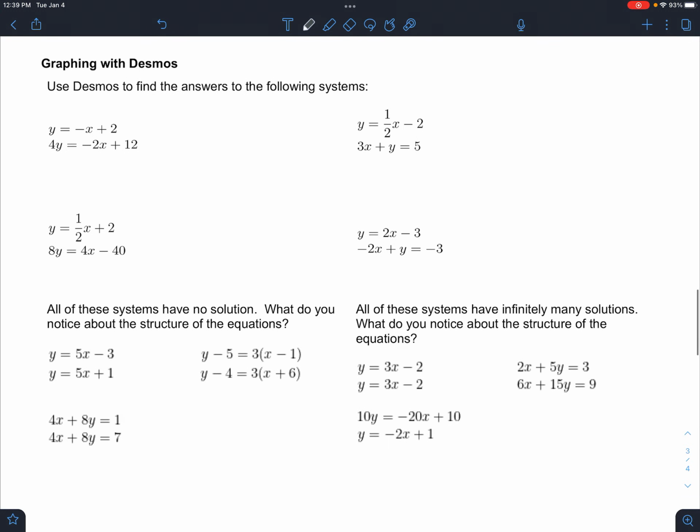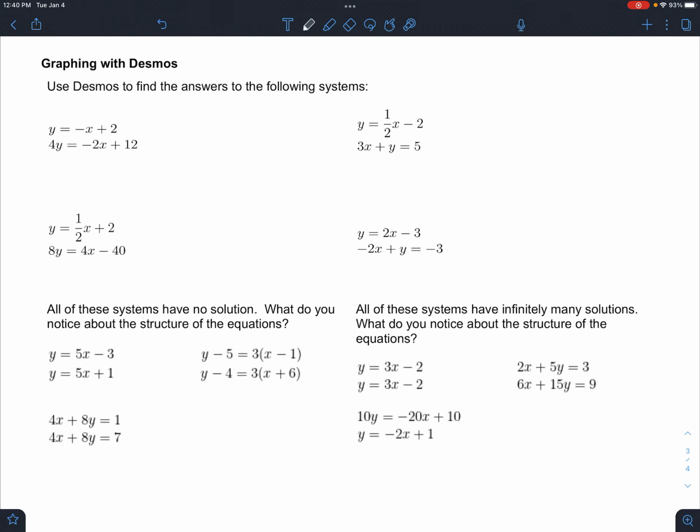Now, graphing with Desmos, our savior, right? Going through and graphing these one by one is a lot of work. But with Desmos, we can find out the answers to these systems of equations really fast. I mean, Desmos is a graphing calculator. It should be good at this.